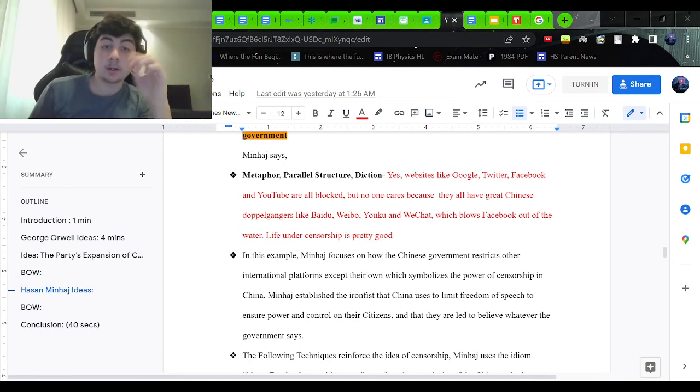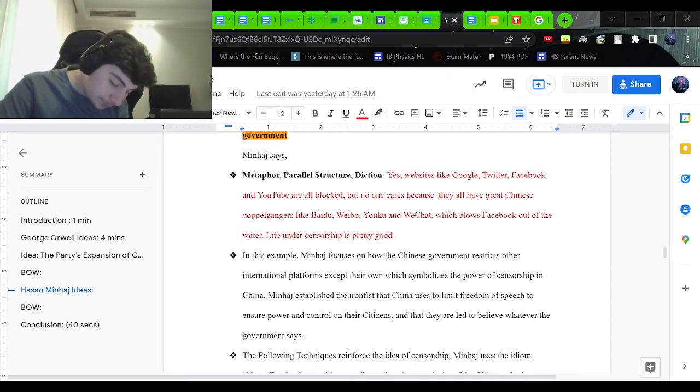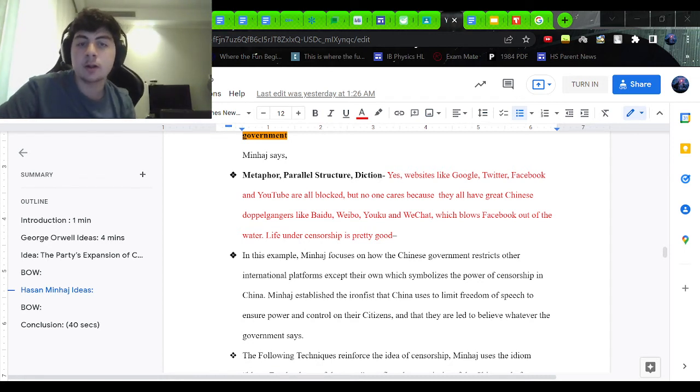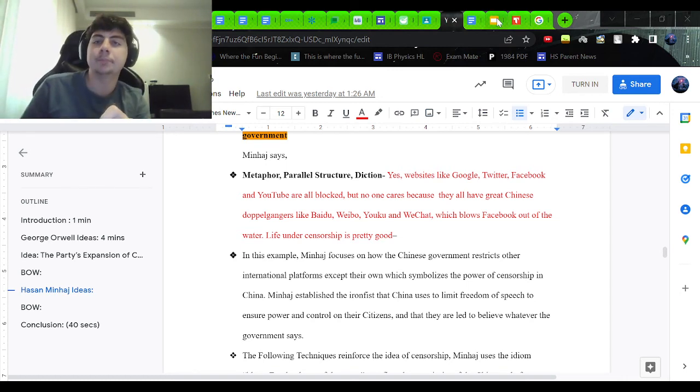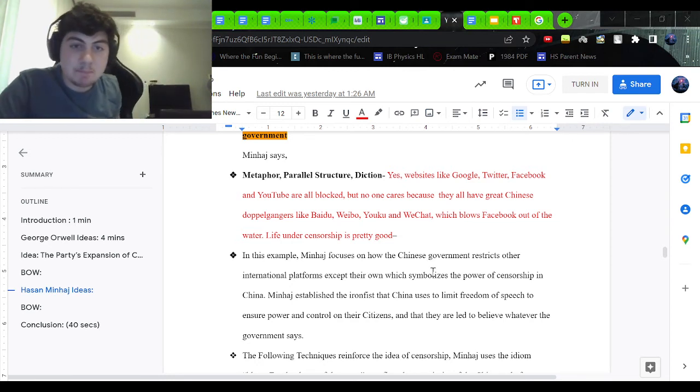In this example, Minhaj comments on how the Chinese government restricts other the Chinese dictatorship. Okay. I hate it when that happens. The pen cap falls on your laptop and then magnetizes to something.